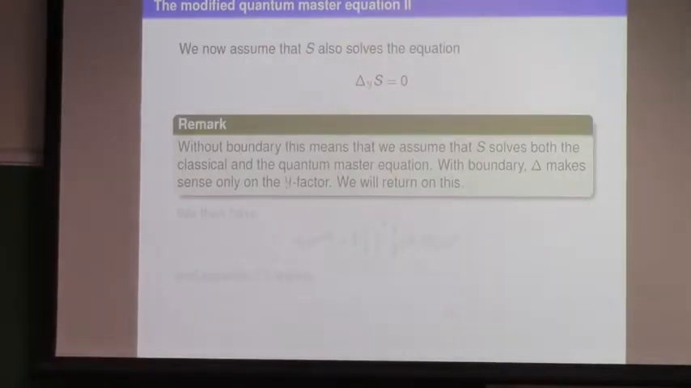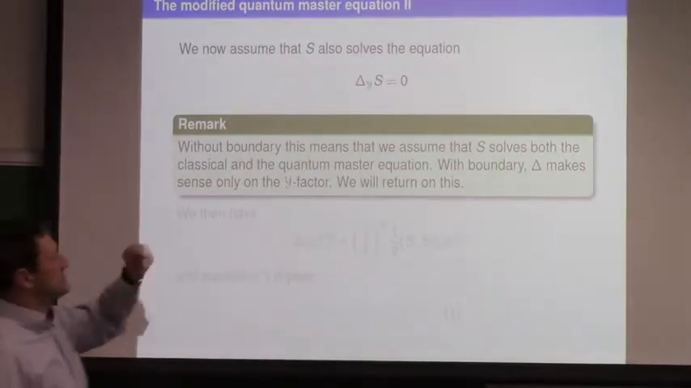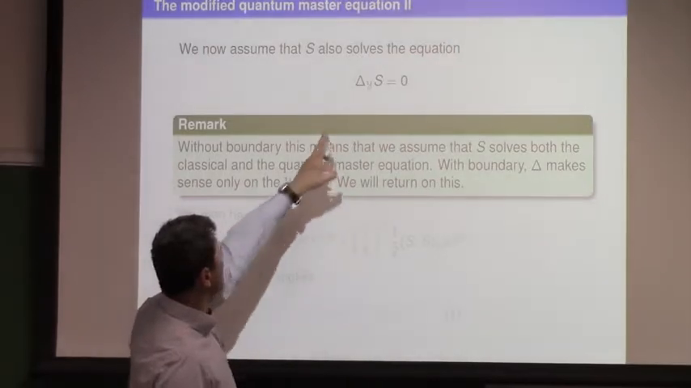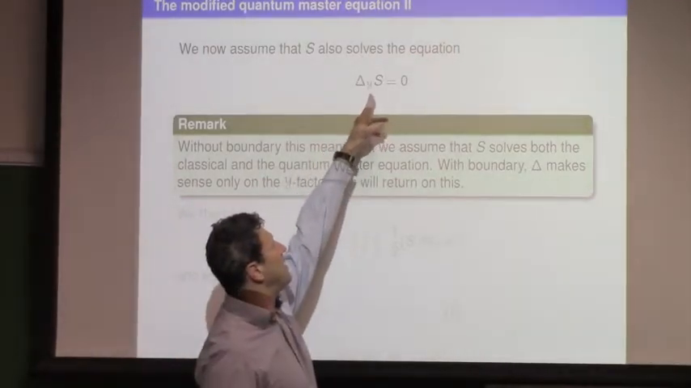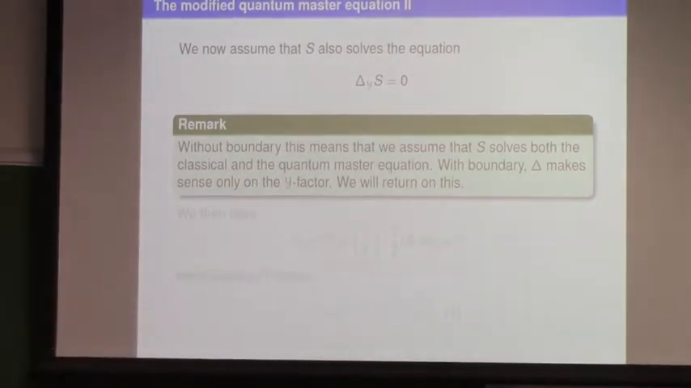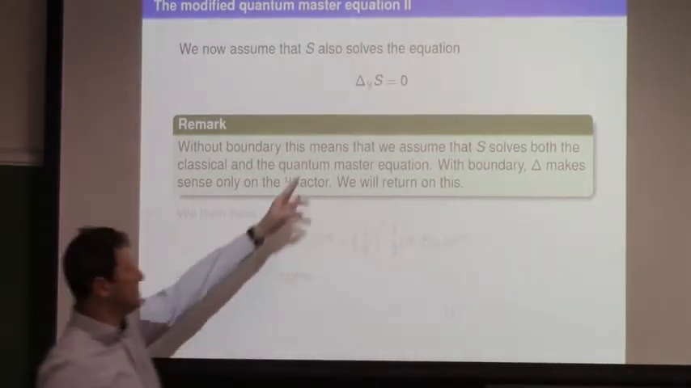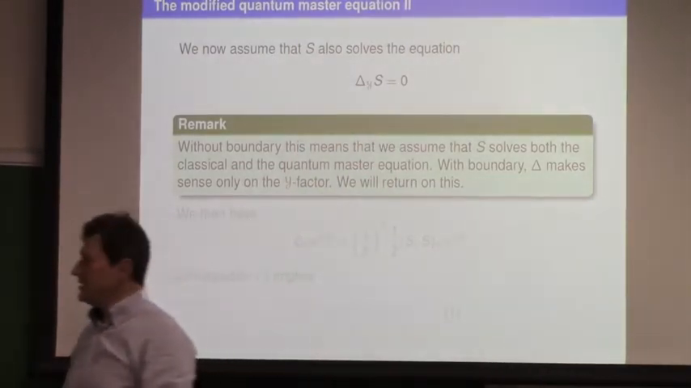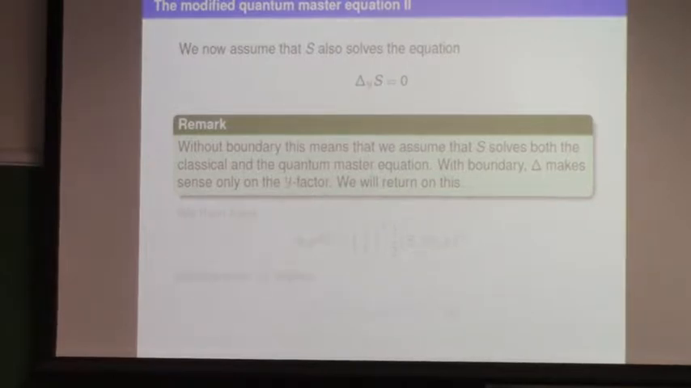Now let me also make this assumption just to simplify this discussion. I will go back to this later on. Suppose that we have some half density, some reference density over Y, and then we apply delta in the Y direction to S and this is 0. So I'm assuming that apart from the boundary term, S satisfies the quantum master equation. So S satisfies at the same time the classical and the quantum master equation.